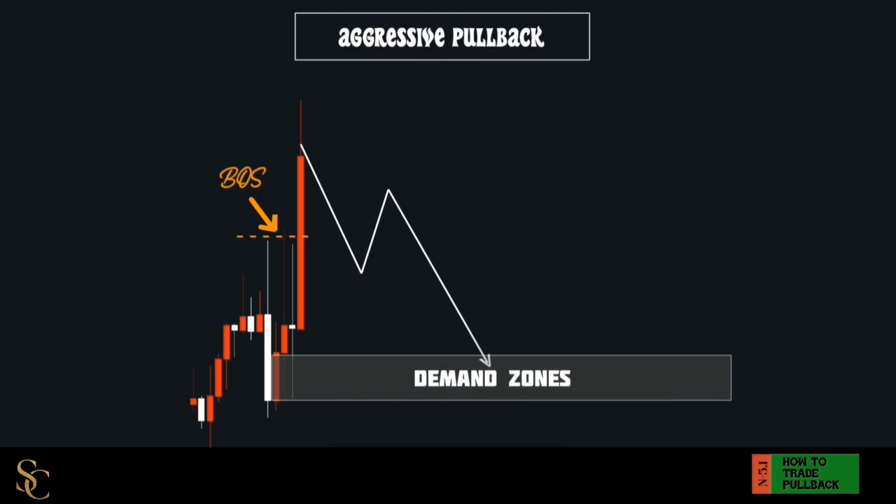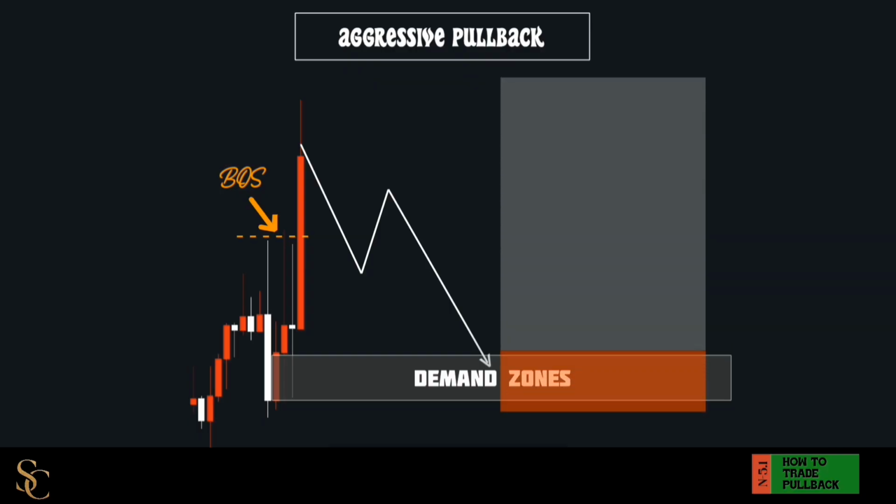In this scenario, enter near the demand or supply zone after confirming the pullback slows or shows a rejection, like a wick or reversal candle. Keep your stop loss just beyond the zone or the extreme of the aggressive move to avoid being stopped out by normal volatility. Take profit in phases, ideally near the next key structure or zone.